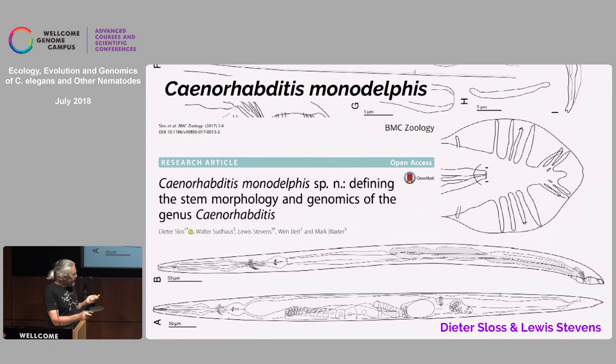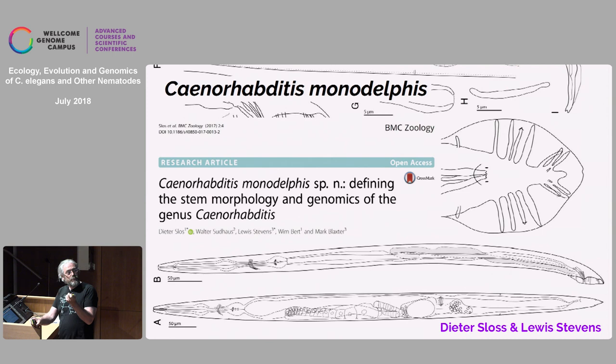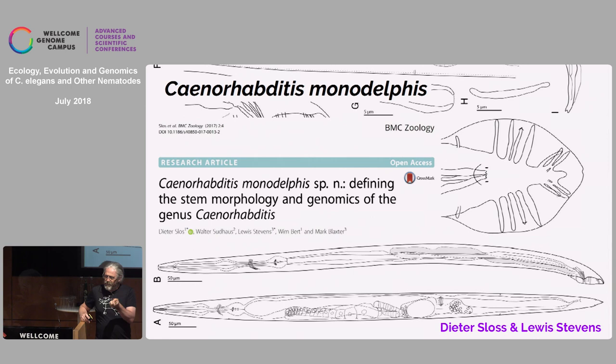So Lewis has been nanopore sequencing Caenorhabditis monodelphis, the species that arises basally in Caenorhabditis. And we published this paper a year and a half ago now, and it's the first time a paper has been published describing an animal species with the genome as part of the description. And I think that's a really important thing. We can now, as part of the description of a species, a biological entity, include the entire genome sequence. But this was a draft genome sequence, so Lewis wants to make it much better.